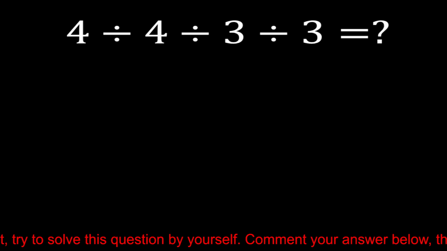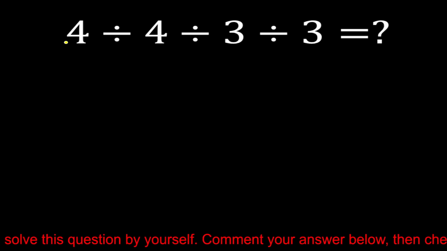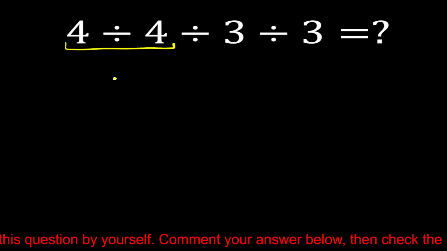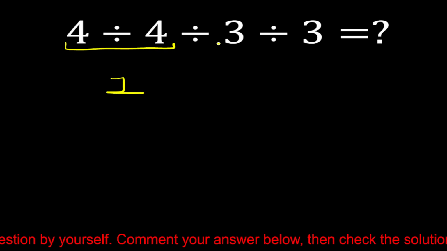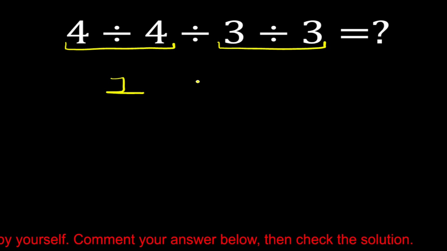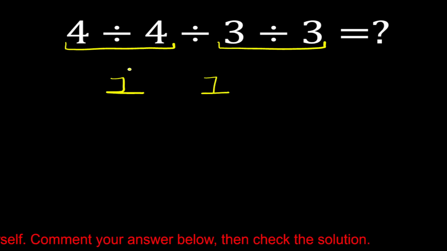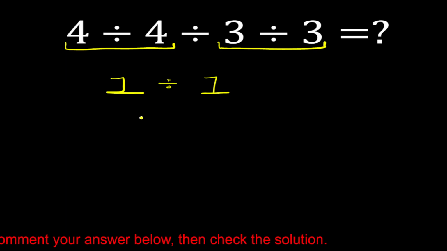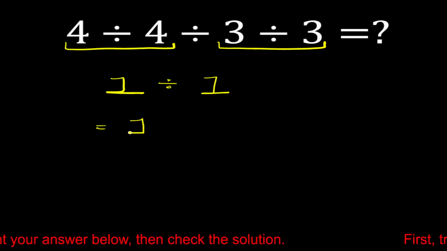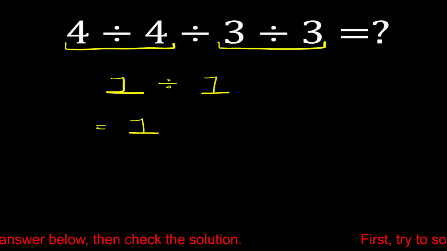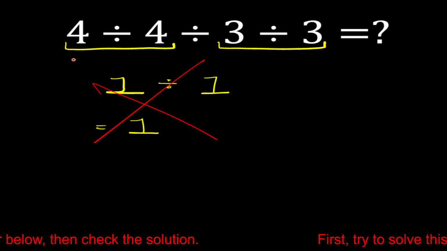So most people solve this question like 4 divide 4 is equal to 1. Then again 3 divide 3 is equal to 1. Now 1 divided by 1 is equal to also 1. But this answer is completely wrong.